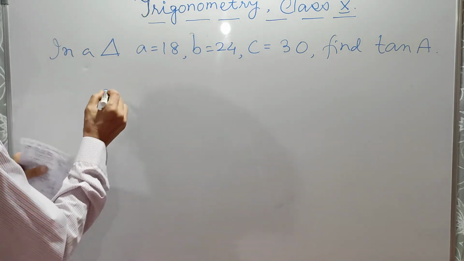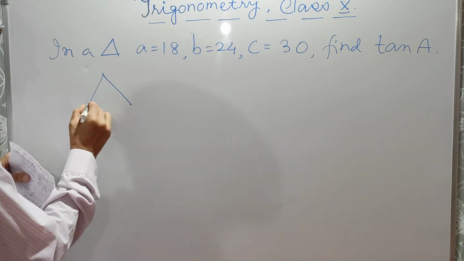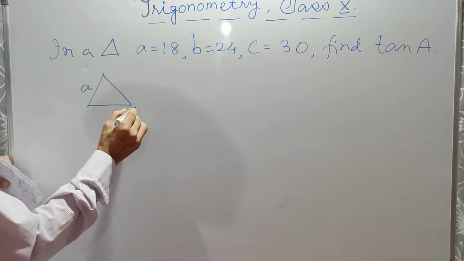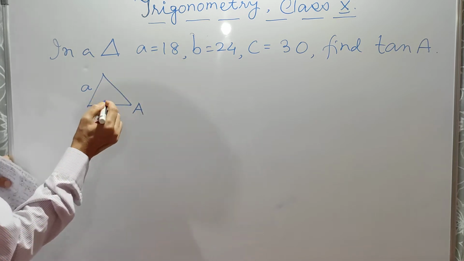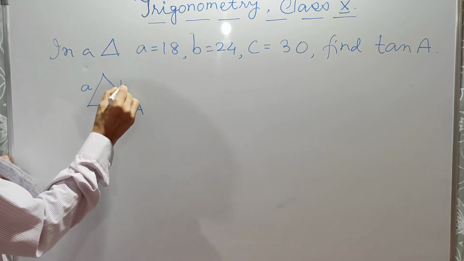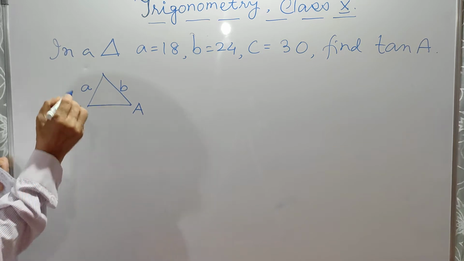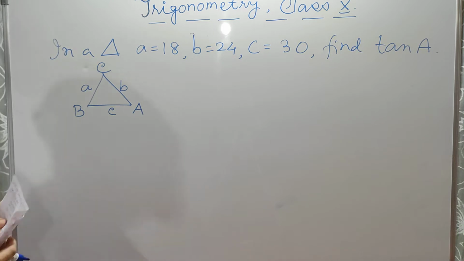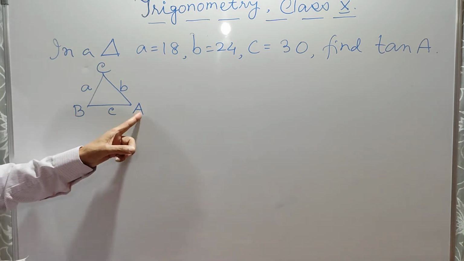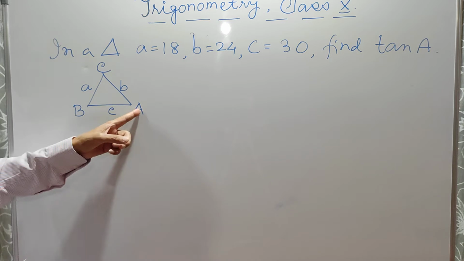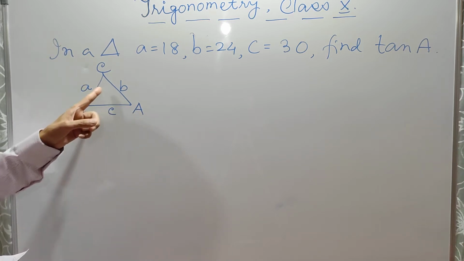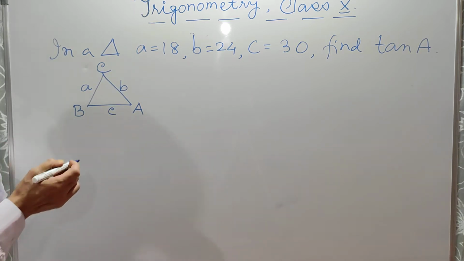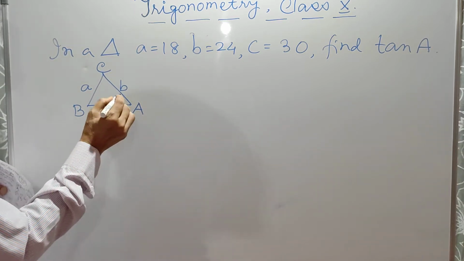So this is a triangle. You consider this triangle ABC. This is A, that means this angle is A. This is B, that means this angle is B. And this is C, that means this angle is C. Now the side opposite angle A is small a, opposite angle B is small b, opposite angle C is small c. So their measurements are given. You have to find tan of this angle.